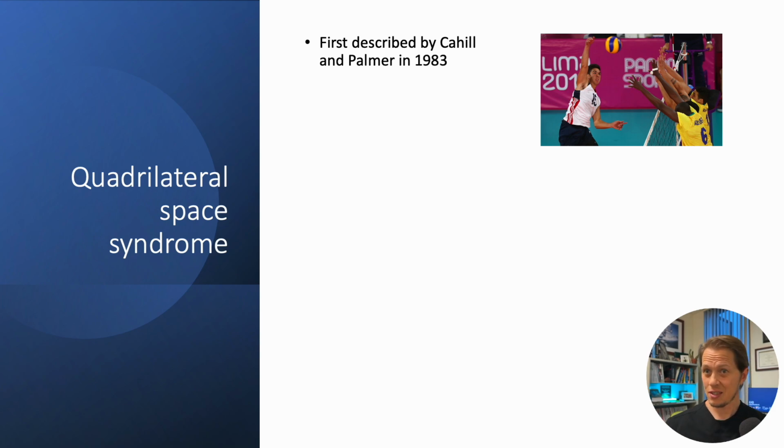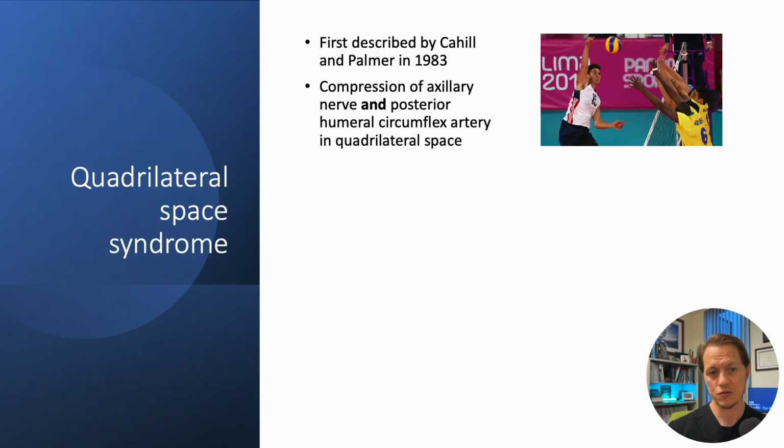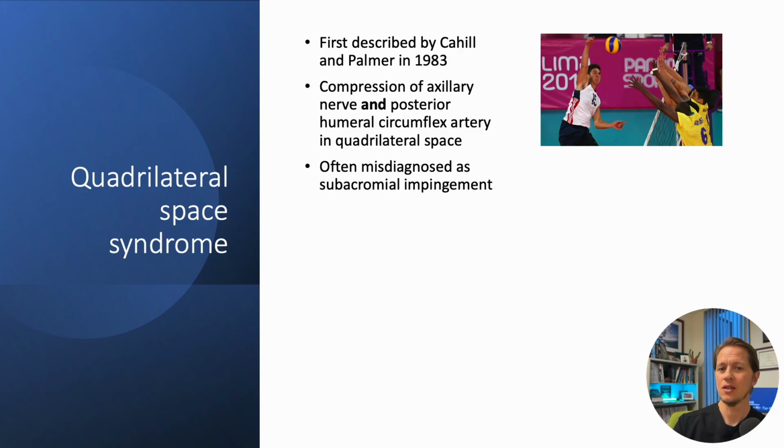It's a recently described diagnosis. In 1983 is when it first started to be reported, but it's been around for a while. It involves compression of not only the axillary nerve, but also the posterior humeral circumflex artery in that quadrangular or quadrilateral space. Many times it goes misdiagnosed as a variety of different things.